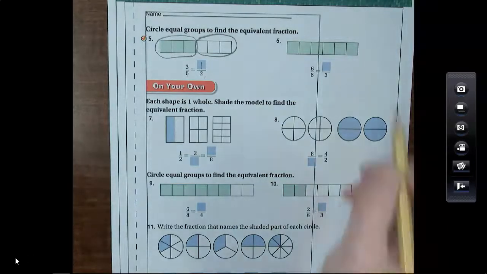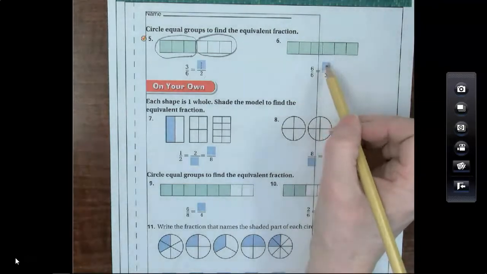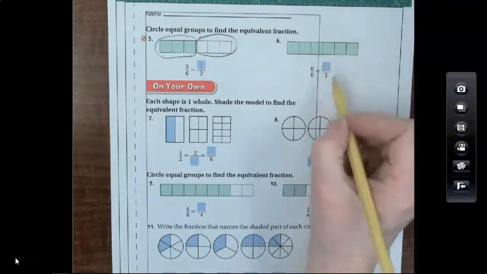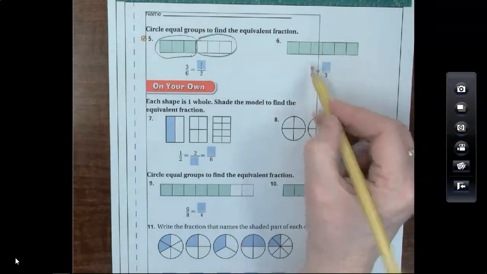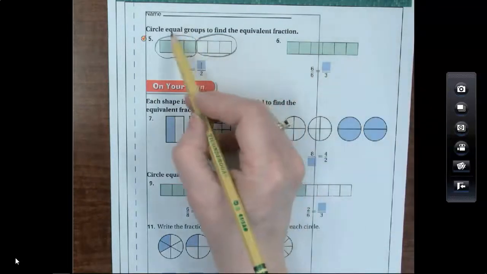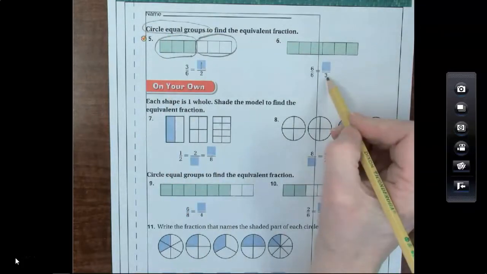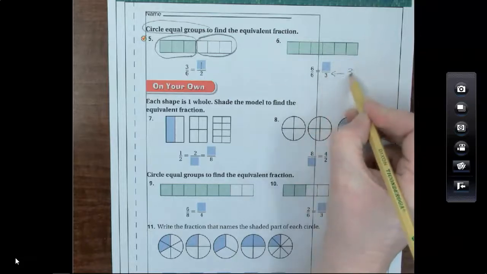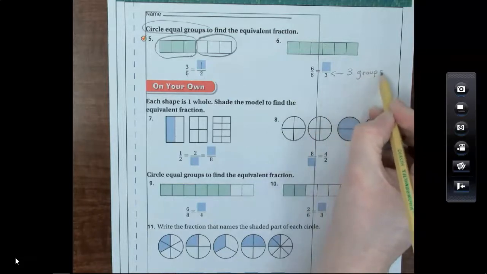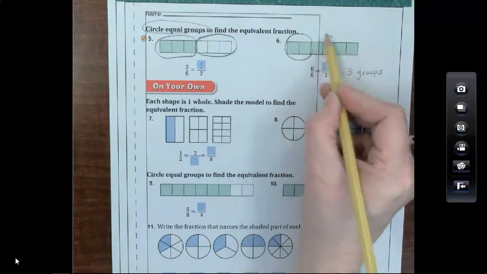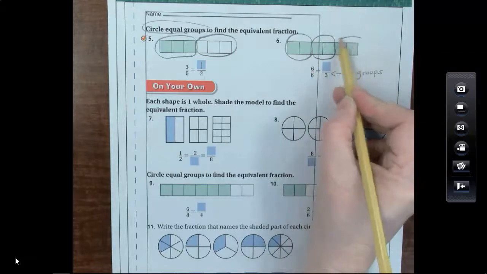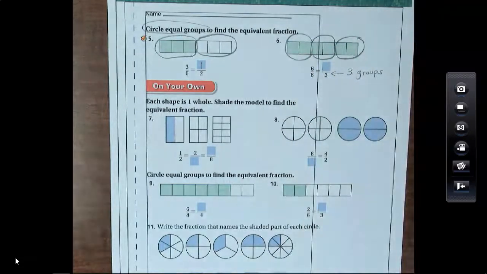Okay, let's use this one over here to make groups. Now this bottom number here, no, 6 over 6 is what they have. 6 over 6 is all of them shaded in, but it wants us to circle equal groups. This 3 down here tells us we want 3 groups. Okay, we want 3 groups, and it has to be equal groups. So we would have 1, 2, 3 equal groups.